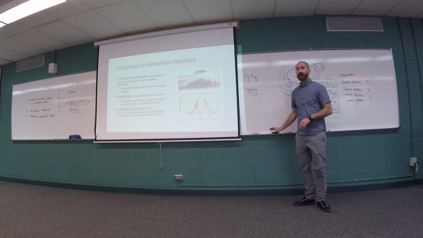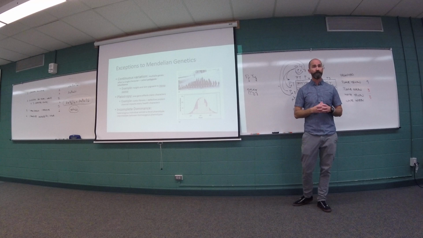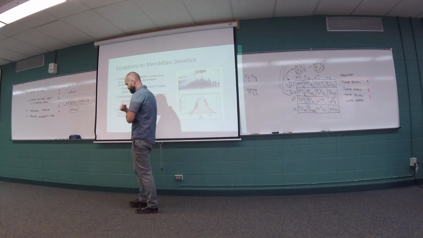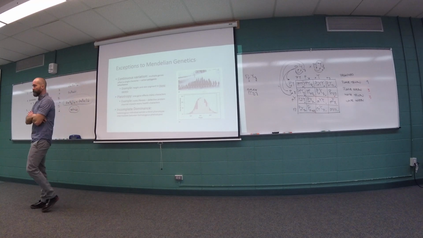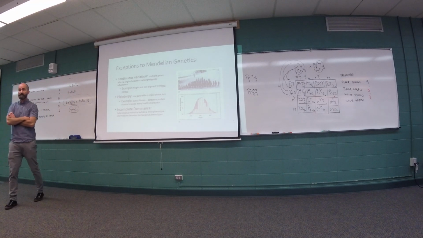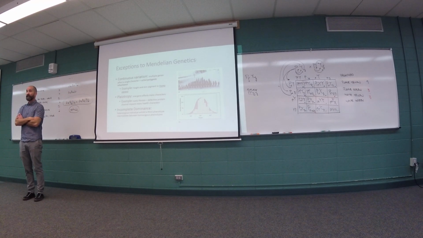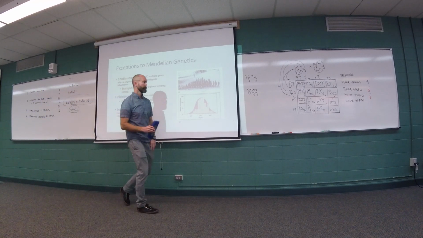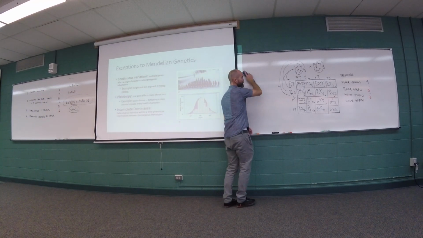Third is incomplete dominance. Now this is different than eye color. Incomplete dominance says that a heterozygous individual will have an intermediate form that is continuously displayed. So, well, let me give you an example of incomplete dominance really quickly.